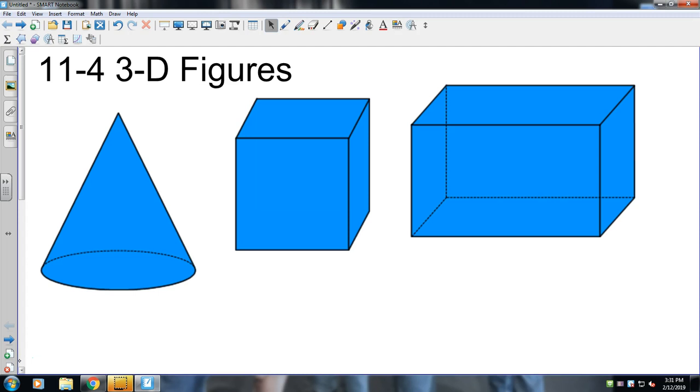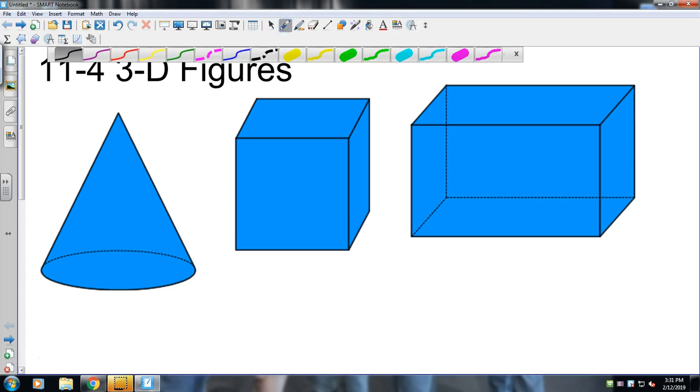So looking at the rectangular prism, let's identify some pieces of it. So I'm going to go different colors and see if this will show up. So right here, and it's really all the way around, but I'm just going to show this one right here. That is what's called an edge. Okay, edges are lines. Okay, so the circular base of a cone would not be an edge.